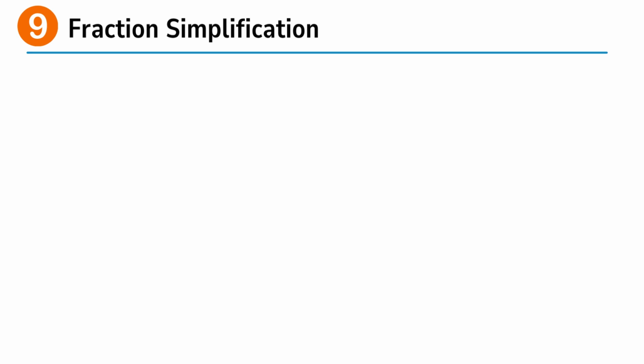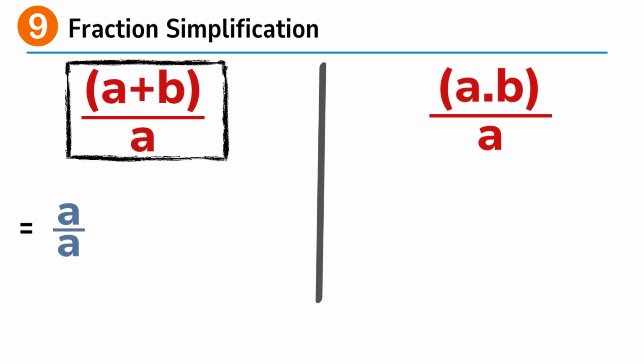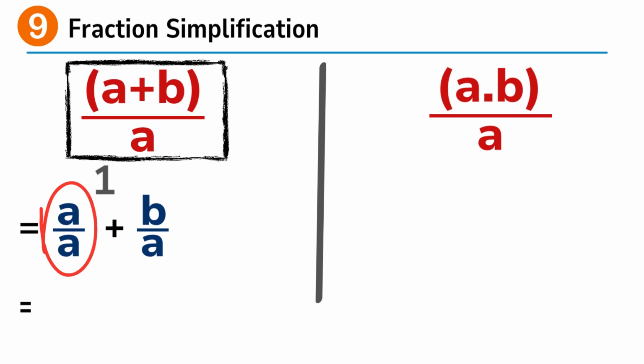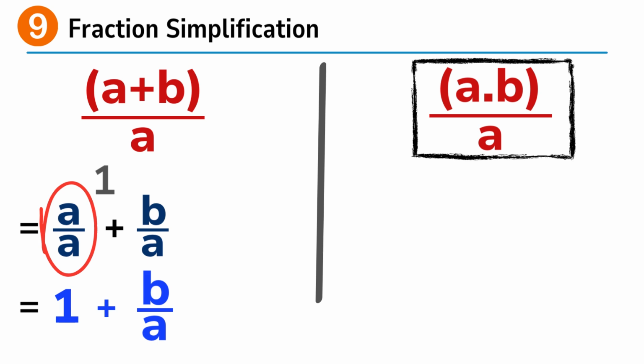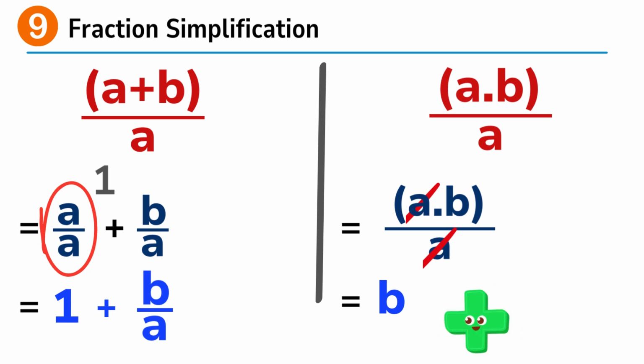9. Fraction simplification. Let's clear up fractions. A plus b over a versus a times b over a. For the first one, we can split it into a over a plus b over a. Now, a over a is just 1, so this simplifies to 1 plus b over a. But for the second one, since the numerator is a product, we can cancel the a's. That leaves us with just b. So remember, the key difference is whether the numerator is a sum or a product.